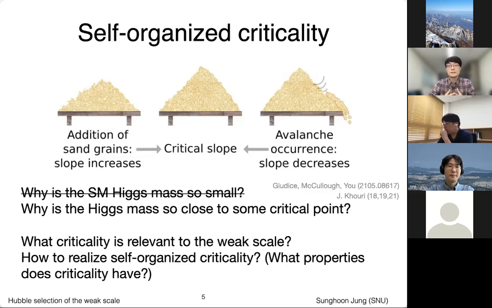So if we think that the Higgs mass is a result of some self-organized criticality, the question is not why the Higgs mass is so small, but why the Higgs mass is so close to some critical point. Okay, so this kind of thought has been developed recently by Judy Chen, McCullough, Yu, and also Justin Khoury in a cosmological setup. And in this point of view, more relevant and specific questions could be, what criticality is relevant to the weak scale? And how to realize self-organized criticality in the standard model? For example, what properties does criticality have, and can it be used to realize self-organized criticality? Right.